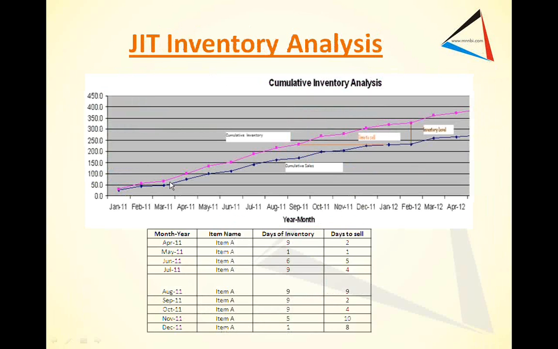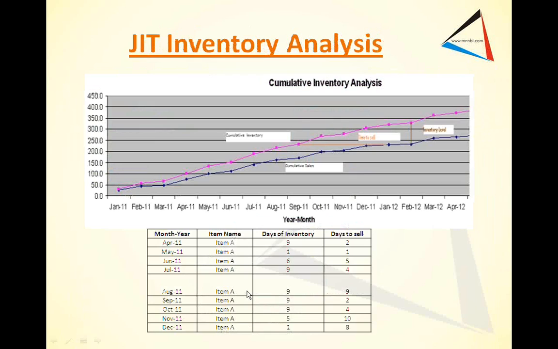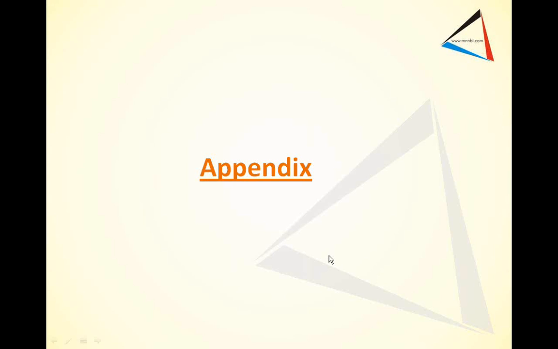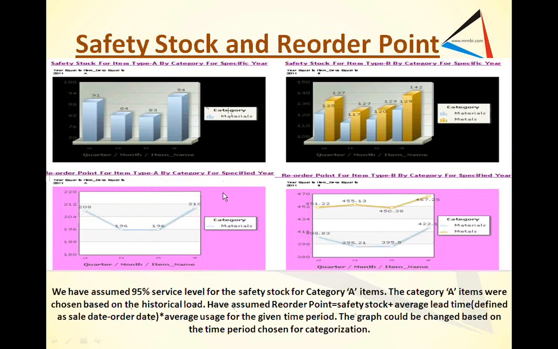Then I look at the lead time analysis, and for the lead time analysis, I look at history. So I look at how the lead time has been varying over the history for type A, type B, type C items, similarly price, and similarly for discount. This graph actually gives the time to sell for the inventory and the days to sell. Easy data access. These were the basic graphs and dashboard at 66% service level, and this is actually giving the safety stock and reorder point with a 95% service value.